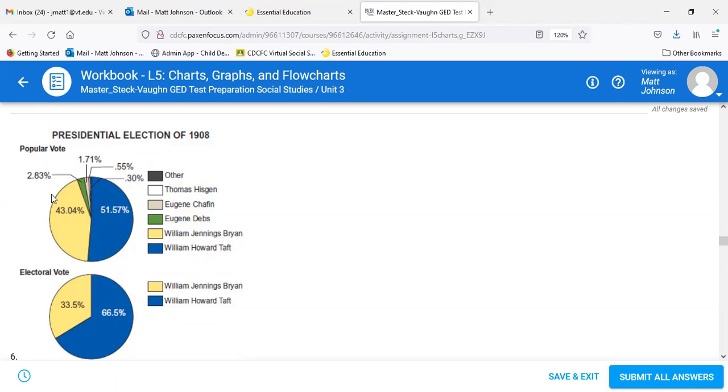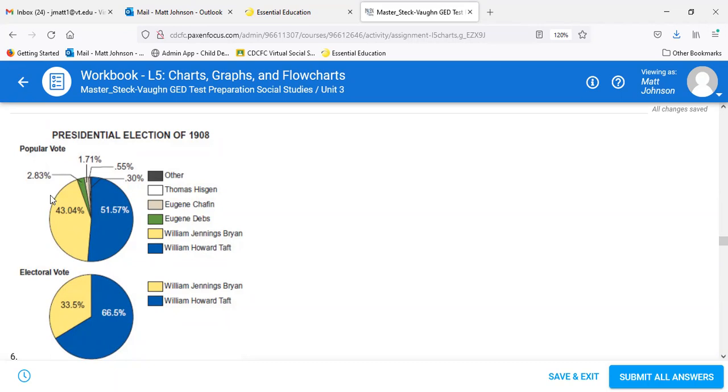We've talked about this. The popular vote is the people that went out to the polls and voted for either Thomas Heston, Eugene Chafin, Eugene Debs, William Jennings Bryan, or, excuse me a second, I have a cat on my table that I need to move.